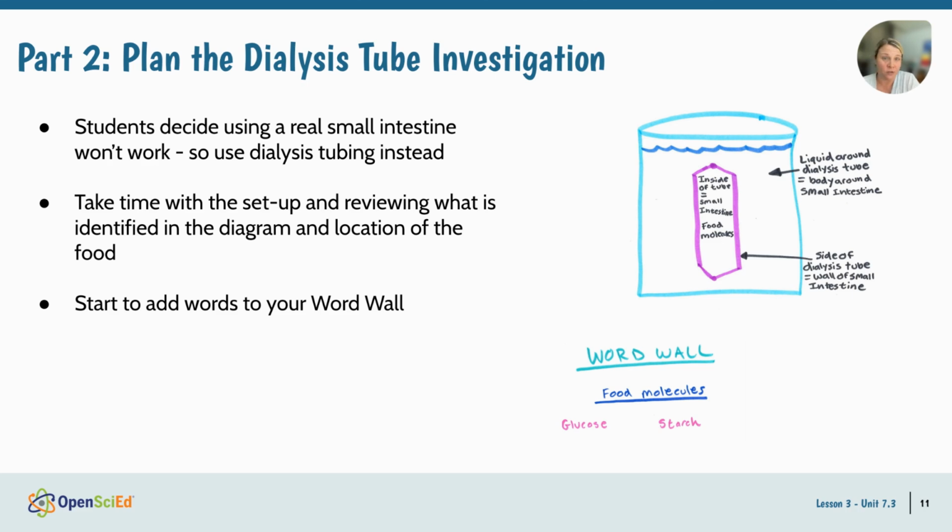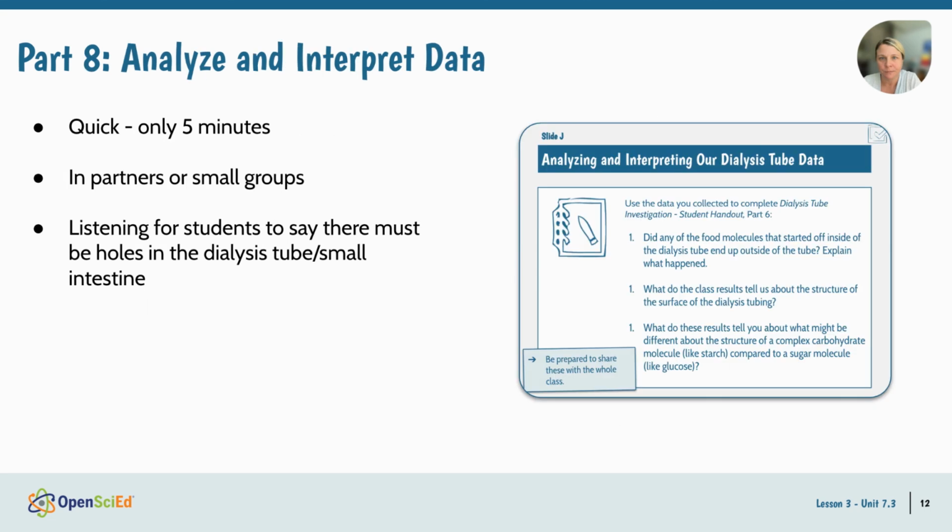Make sure not to tell your kiddos at this point that there are tiny holes in the tube, because that's what they're going to be figuring out on day 2 of the investigation. As you're discussing the setup of the system, you may want to start to build out your word wall at this point and add that glucose and starch are 2 types of food molecules. These definitions will grow over time, but it's a good way that students can see how definitions can build as we gain more information.